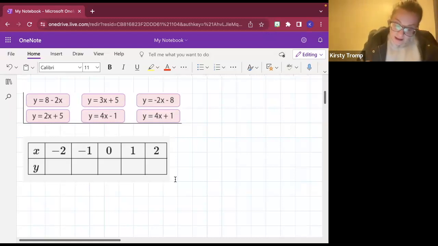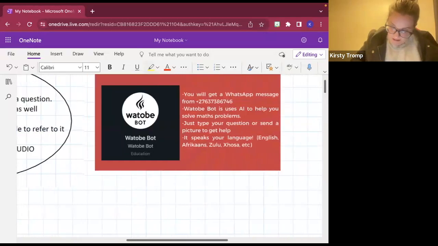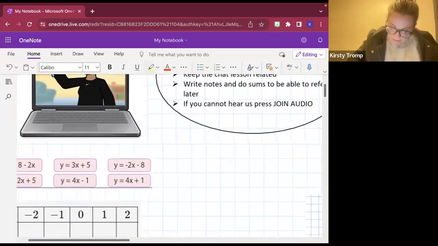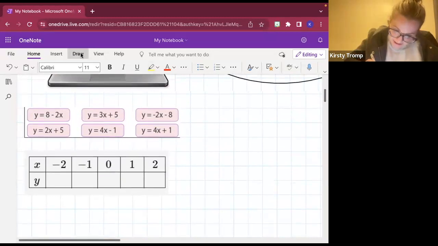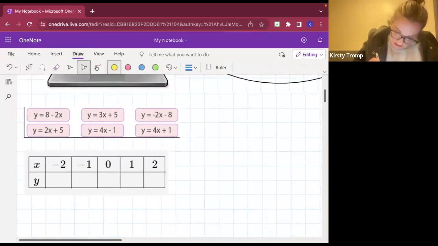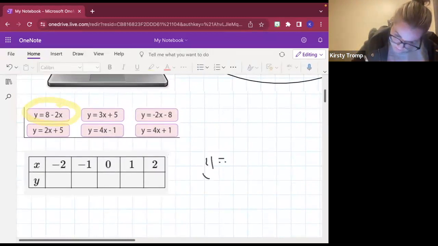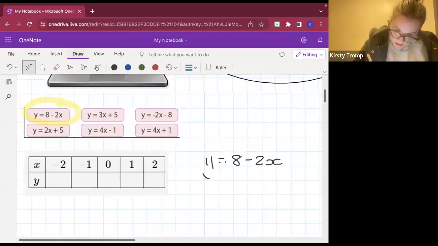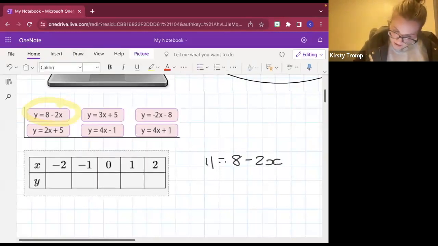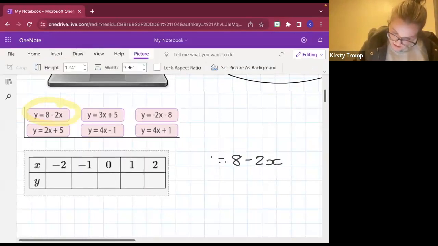All right, so let's bring our graph back over here. Apologies. Okay, I'm going to look at doing this first equation over here, and just to help us not get confused, I'm going to rewrite my equation on the side. So I'm going to say y is equal to 8 minus 2x. All right. So y is equal to 8 minus 2x.